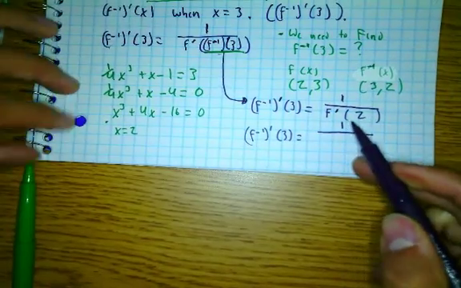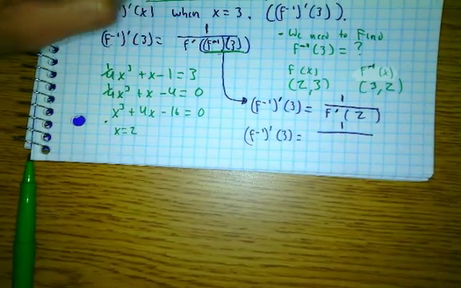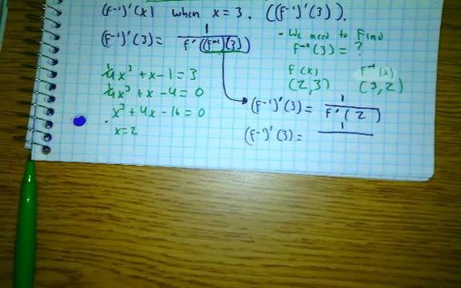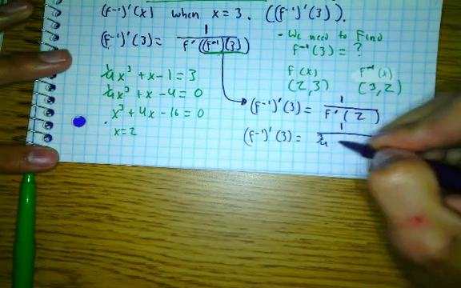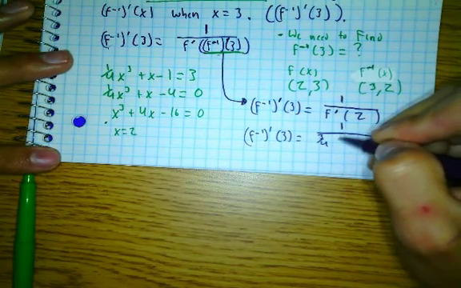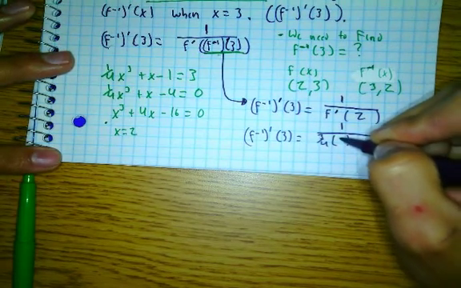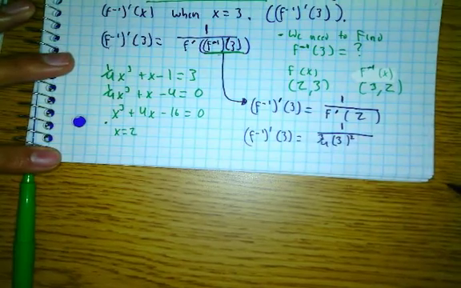well, my original function, remember, was 1/4 x to the third plus x minus 1. I need to find the derivative of that. So 3 times 1/4 becomes 3/4 x squared. Agreed? Now I'm going to skip some steps, and instead of putting an x, I'm going to put the 3 squared already. You guys with me? And then the derivative of x is 1.